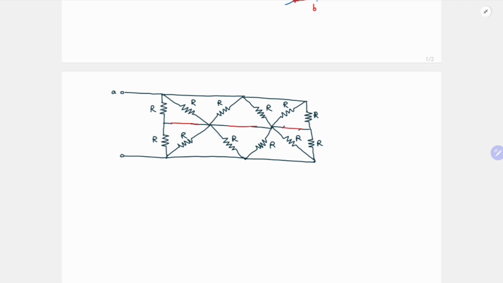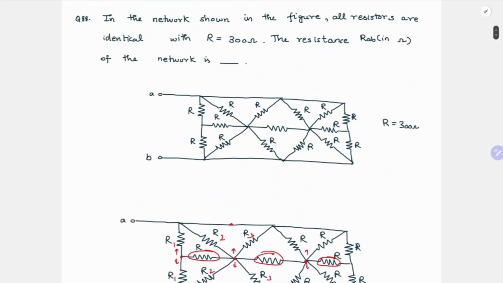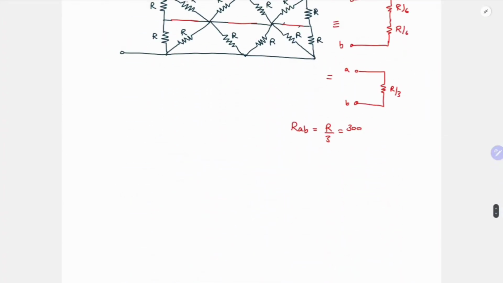So now how many R's are there? 1, 2, 3, 4, 5, 6. 6 R's are in parallel. So what is its effective resistance? This is going to be R by 6, and bottom side also 1, 2, 3, 4, 5, 6, so this is also R by 6. So you have A and B. What is your effective impedance? It is going to be R by 3. So RAB is equal to R by 3, and R is given as 300 ohms, so this is 300 by 3, which is equal to 100 ohms.